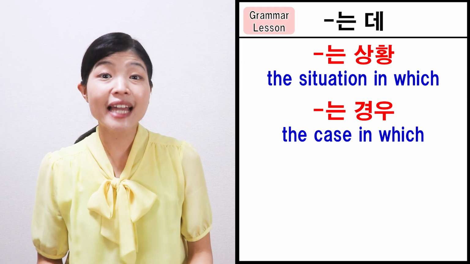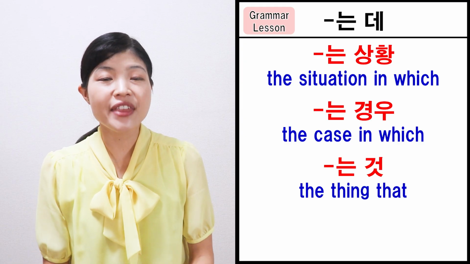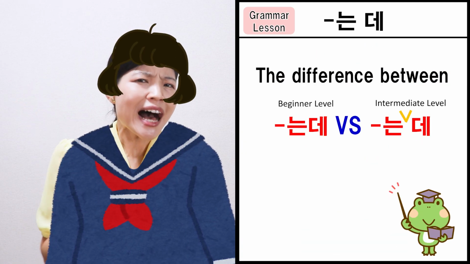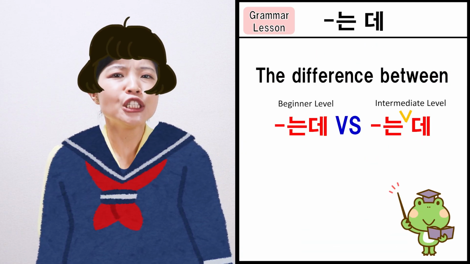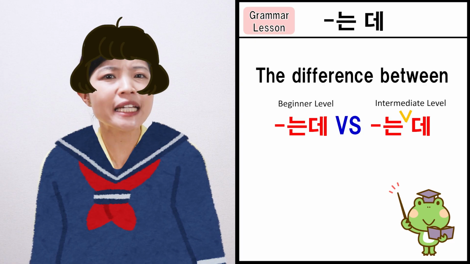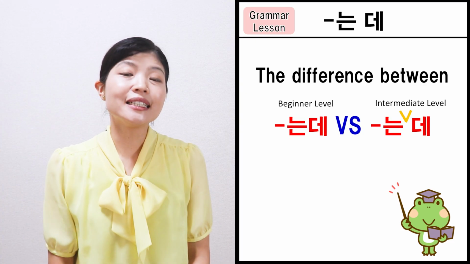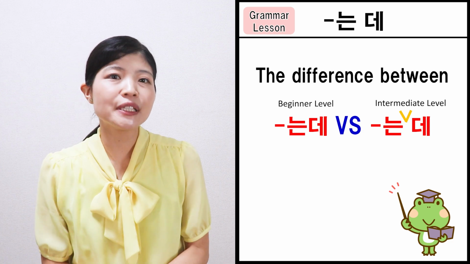는 경우, the case in which. 는 것, the thing that. And 는 일, the matter of. Teacher, then how is it different from 는데 but that we learned in the beginner's class? Excellent question! To make it a little easier to understand, I have put it in a table.